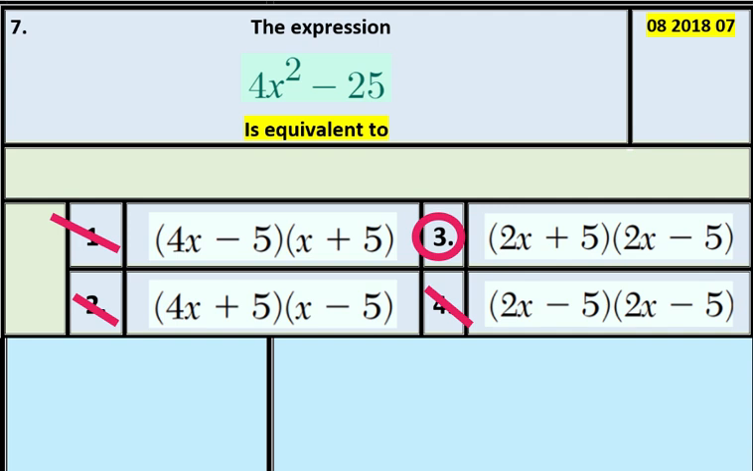And this is a multiple choice question. I don't have to show work. All I have to do is figure out 100% which of these answers is equivalent.